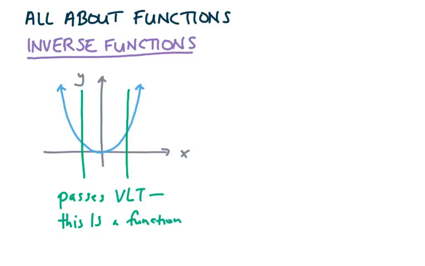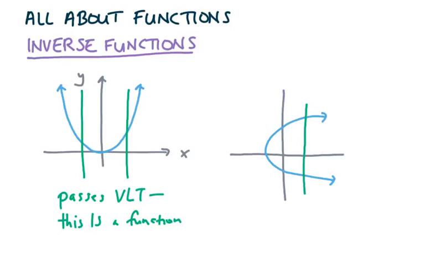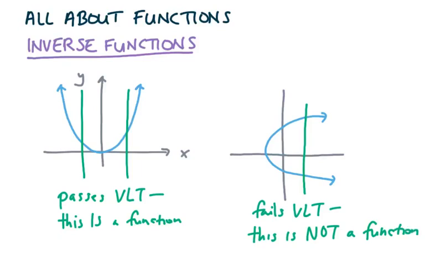Now, similarly, if all I did was tip that parabola on its side, this graph does not pass the vertical line test. So this fails the vertical line test and is not a function. Just like the vertical line test can tell us when something is or is not a function, we have a horizontal line test to know if a function has an inverse or not.